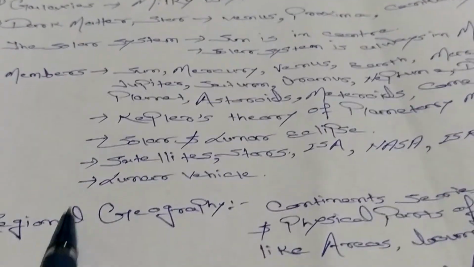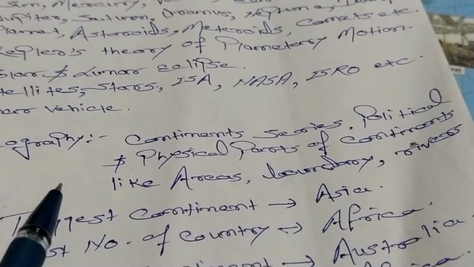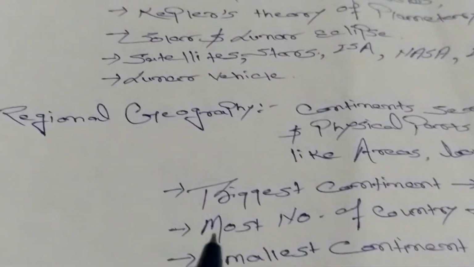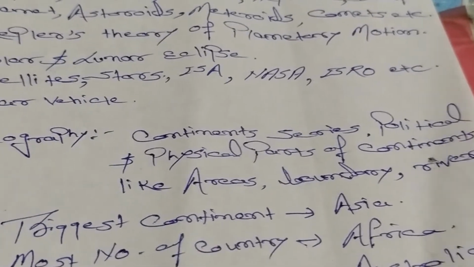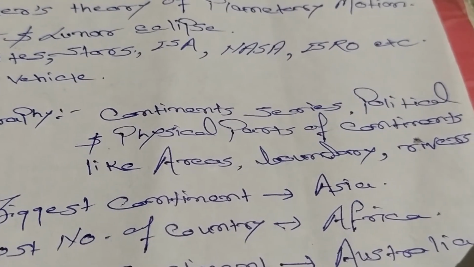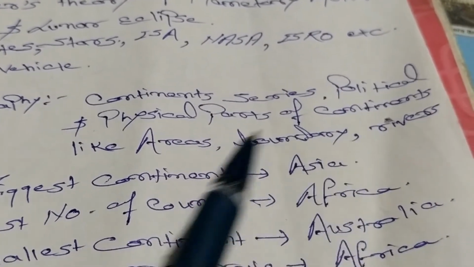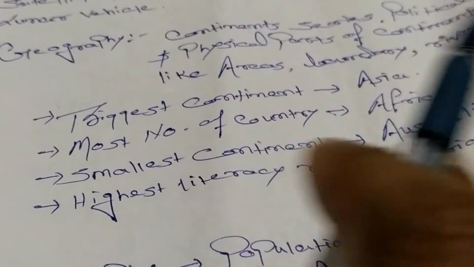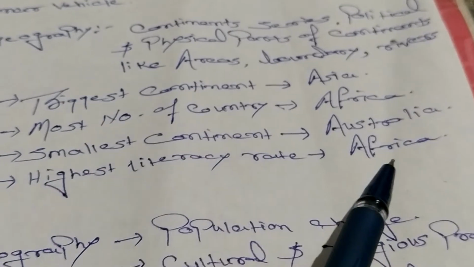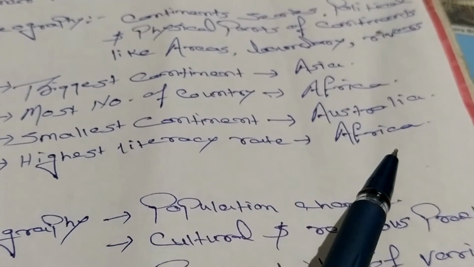Okay friends, then comes another topic, that is regional geography. In regional geography, we will discuss the 7 continents of the world. Regional geography or study of the continents. The 7 continents in the world are Asia, Africa, Europe, North America, South America, Antarctica, Oceania or Australia. Okay friends, means political and physical parts of continents like areas, boundaries and rivers. As we all know the biggest continent is Asia, the continent which has the most countries is Africa, and the smallest continent is Australia, and the highest literacy rate continent is Africa.